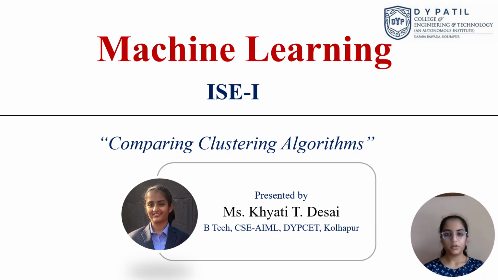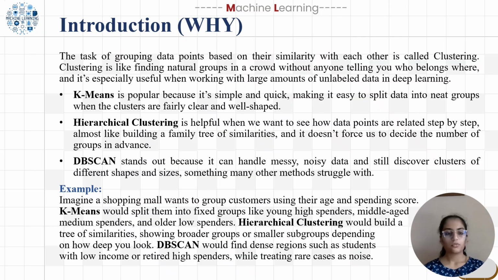So here we are going to learn a topic called comparing clustering algorithms. First of all, we will start with the definition of clustering. The task of grouping data points based on their similarity with each other is called clustering. Clustering is like finding natural groups in a crowd without anyone telling you who belongs where, and it's especially useful when working with large amounts of unlabeled data in deep learning.